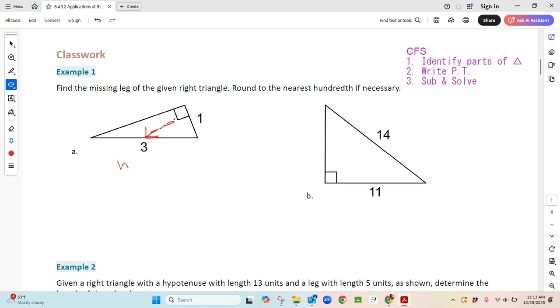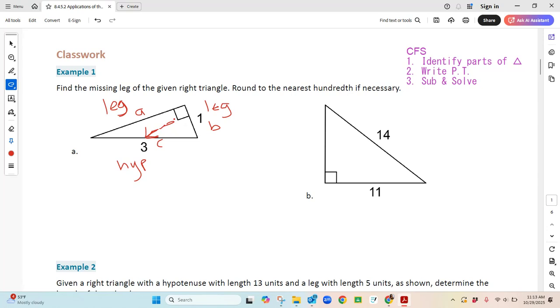3 is my hypotenuse, which means it is automatically my C. Then I'm going to identify my legs. This is a leg. This is a leg. One of my legs has to be A and the other B. It doesn't matter which one. This one will be A and this one will be B.